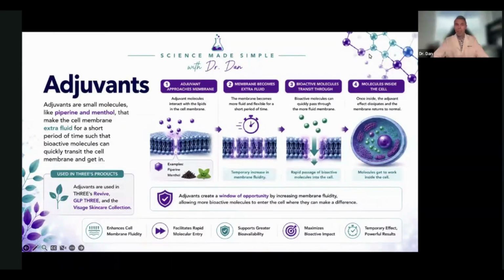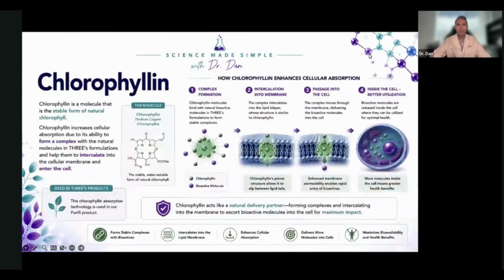Adjuvants are simple, they're easy to use. Again, you need to make sure that the formulation is right for adjuvants. Sometimes if you're not formulating the product properly, even though you have menthol or piperine in there, it doesn't cause the same effect because there can actually be ingredients that counteract these adjuvants. And so you have to be careful there. You have to know what you're doing. But this is a really powerful approach. And it creates a window of opportunity. I like that word, a window of opportunity, so the molecules can get right through.